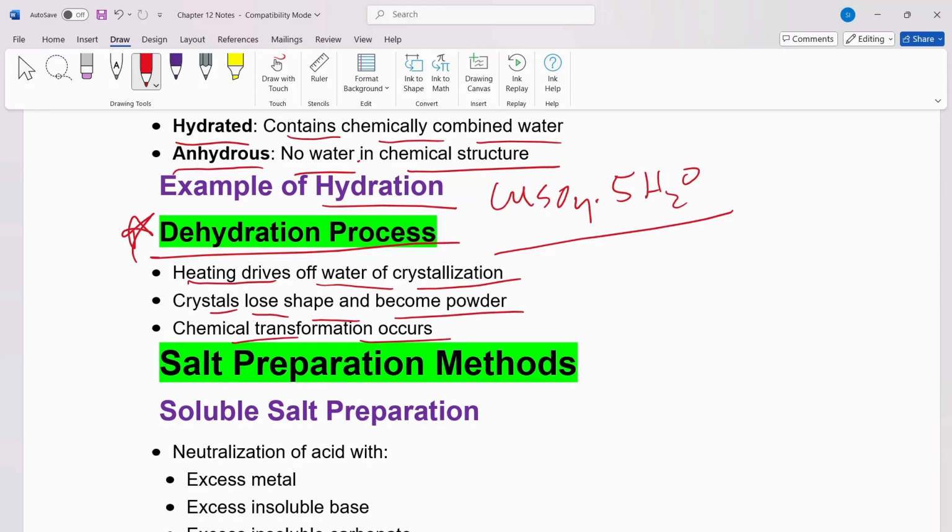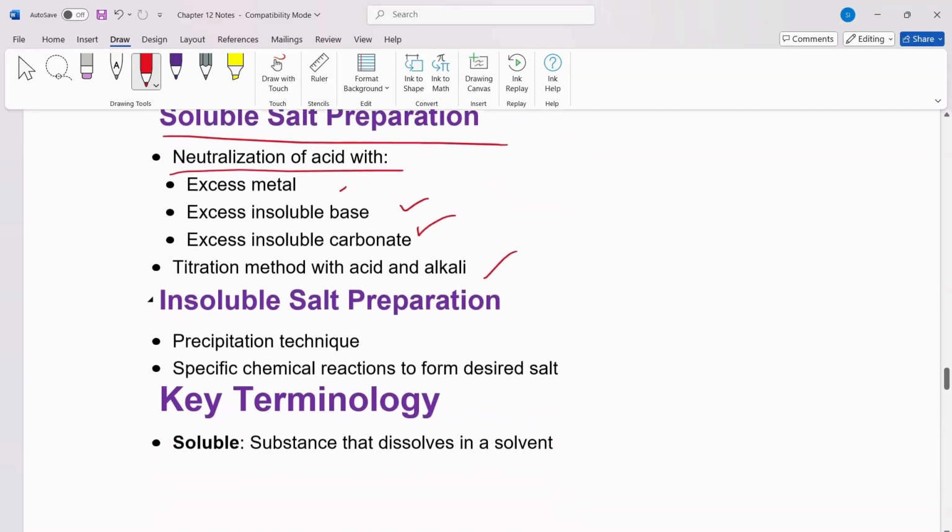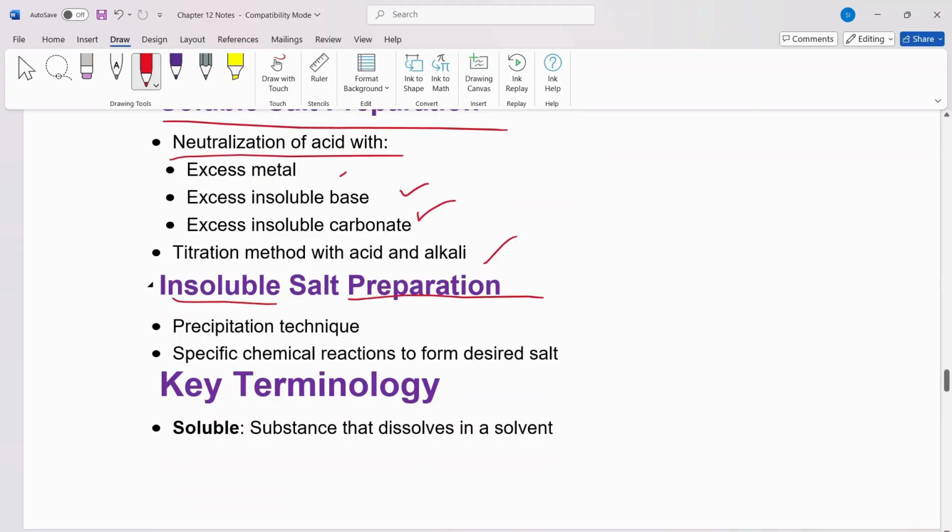Chemical transformation occurs. Some salt preparation methods: soluble salt preparation can be done through neutralization of acid with excess metal, excess insoluble base, excess insoluble carbonate, and the titration method with acid and alkali can also be used. Then we have insoluble salt preparation. You can use the precipitation technique or any specific chemical reactions to form the desired salt.